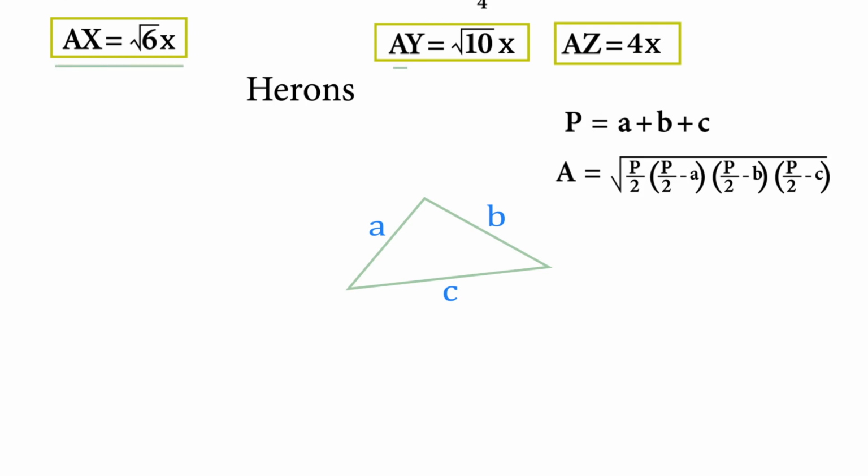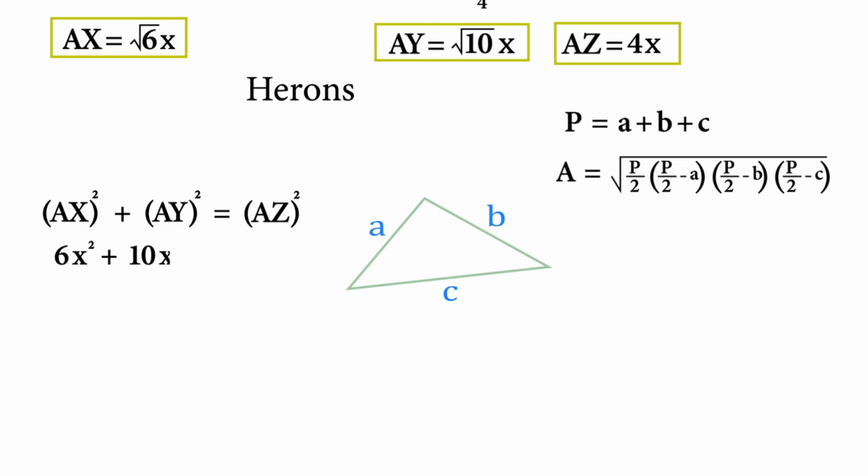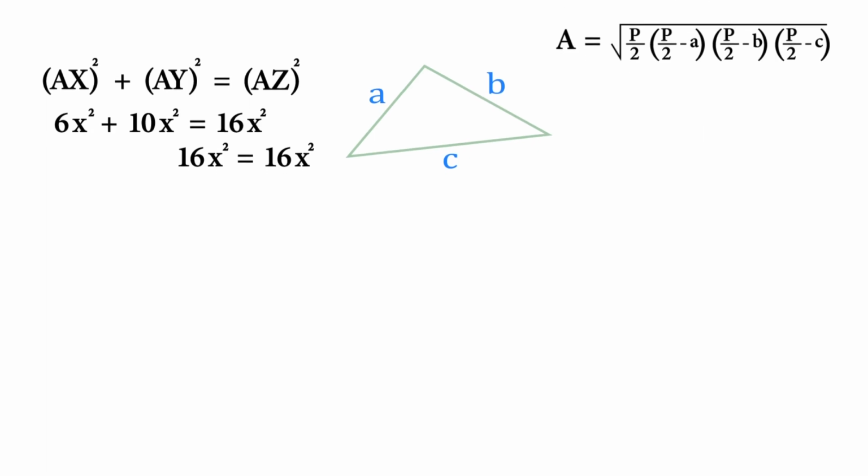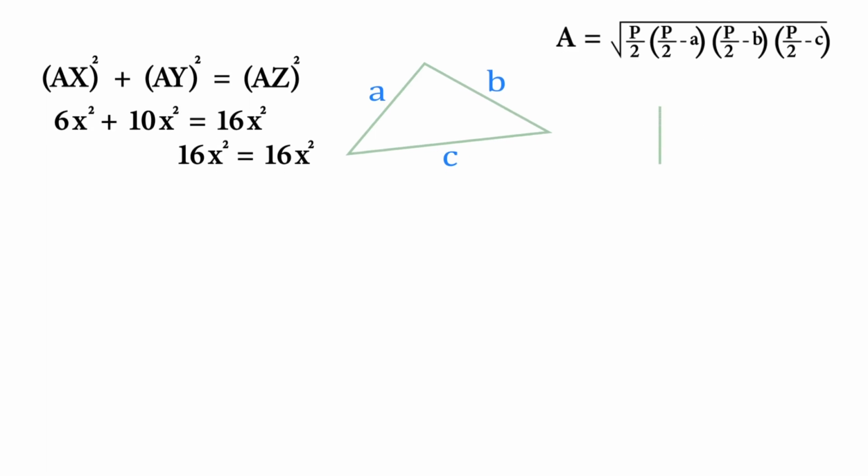But as I'm staring at this, I got a little bit of inspiration that I think these form a right triangle, which is very nice of them to do that. I believe so, because if you do AX squared plus AY squared, I think it equals AZ squared. Let's see here. AX squared would be 6x squared, AY is 10x squared, and AZ is 16x squared. Yeah, it does. There you go.